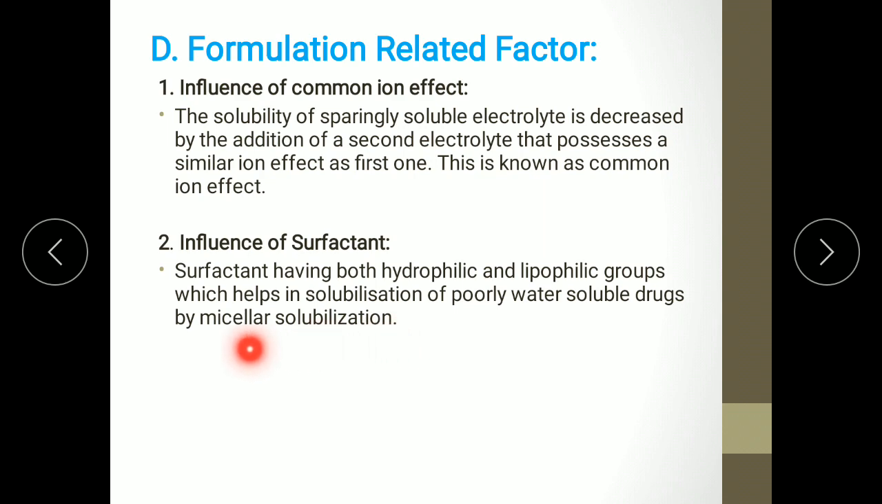Now micellar solubilization, this point will come under the surface tension topic. How surfactants help poorly soluble drugs by micellar solubilization. Micellar solubilization is nothing but the formation of micellae which have hydrophilic heads inside and hydrophobic tails outside, which helps the poorly soluble drugs to dissolve in a solution by formation of micellae.